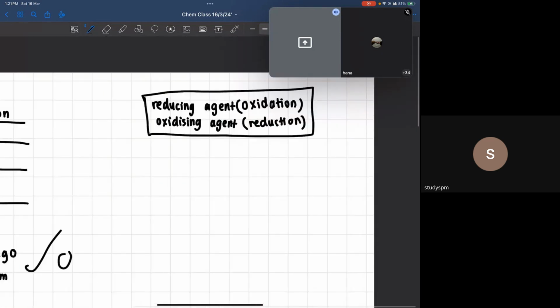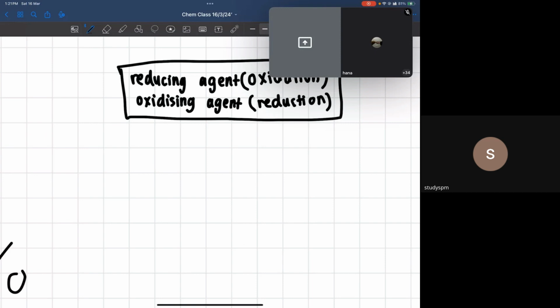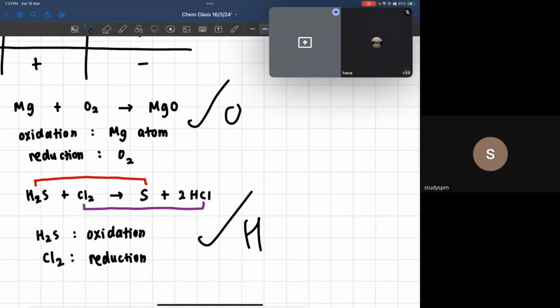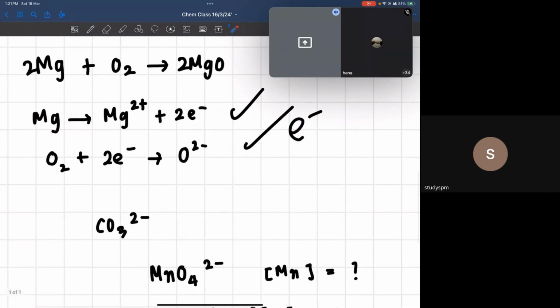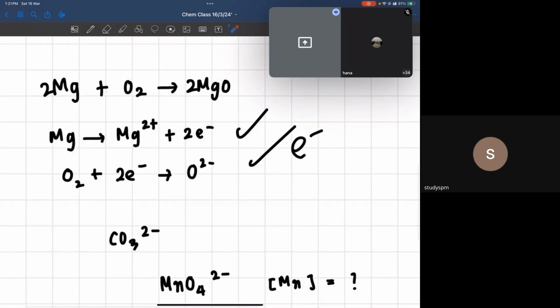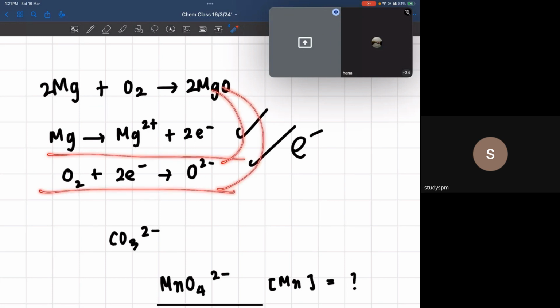Okay, so now move on to electron transfer. I think this one I already explained here. But I combined it with how this one can be constructed. It came from this and this, right? This one. So I think this part we can skip.